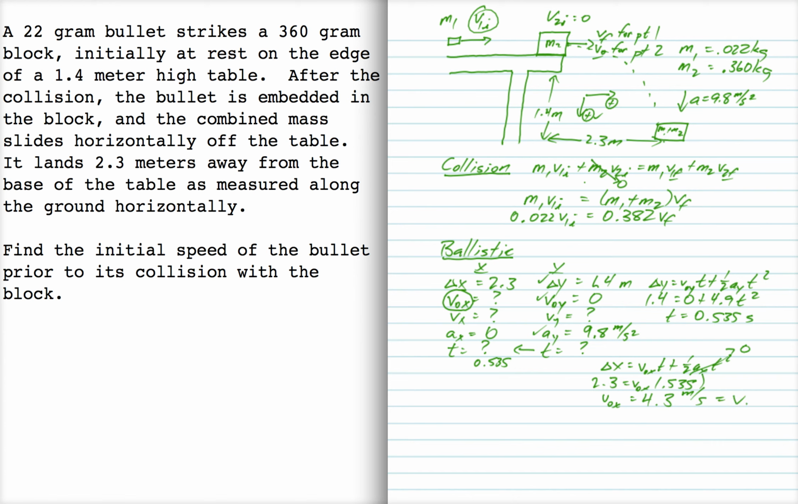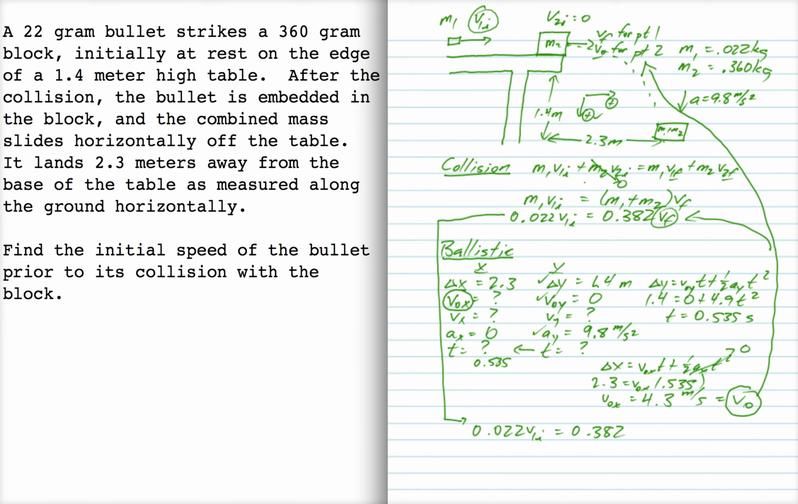That's equal to my initial velocity for the ballistic motion, which is my final velocity for part 1. Okay? That plugs in right here as the final velocity for part 1. So now I'm going to take this equation and bring it down here. I got 0.022 V1I is equal to 0.382 times 4.3. And so V1I is 75 meters per second.